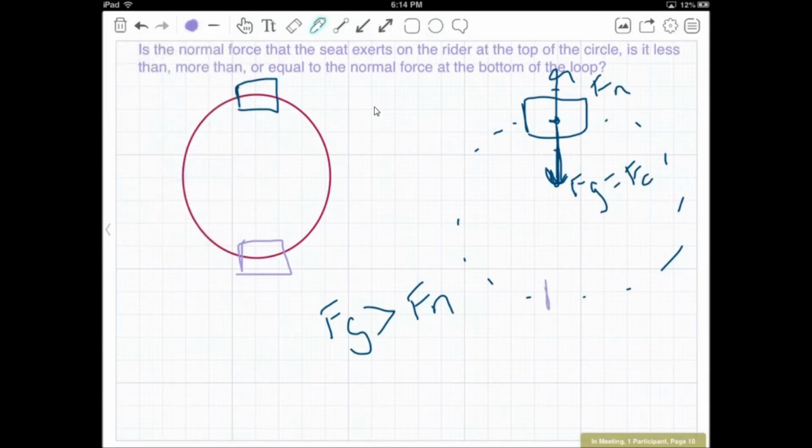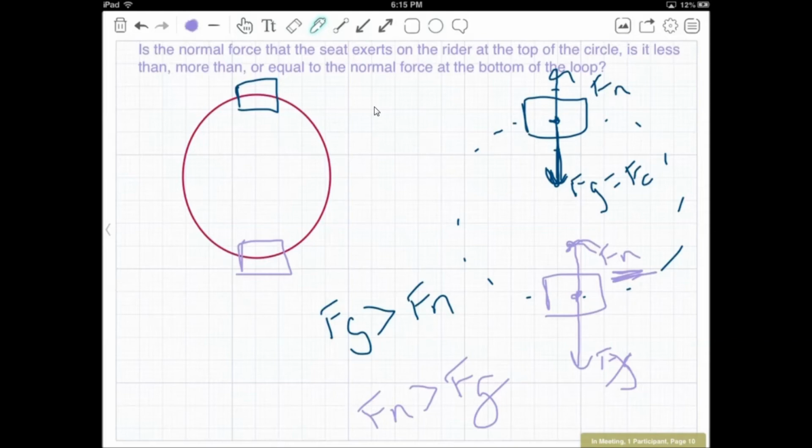The second part of this problem is looking at the roller coaster cart at the bottom of the loop. So once again, force of gravity pointing down, and once again, normal force pointing upwards. Right? In this case, though, the force that's keeping the object in a circle is no longer the gravitational force. That's not pointing towards the center, but now it's the normal force. So at the bottom of the loop, we get this relationship. The normal force has to be greater than the gravitational force to keep you moving in a loop. So the answer is the normal force at the top of the circle has to be less than the normal force at the bottom of the circle.